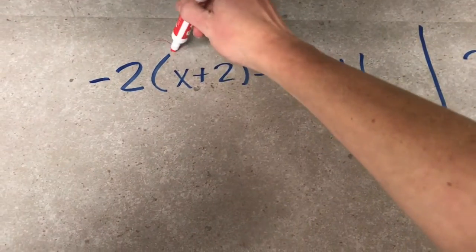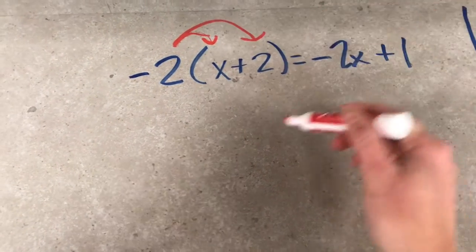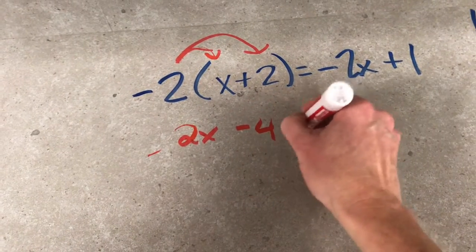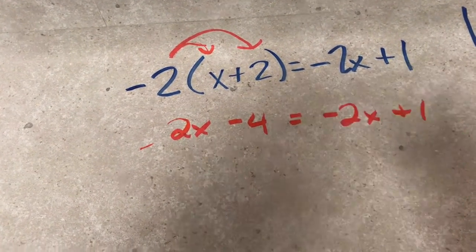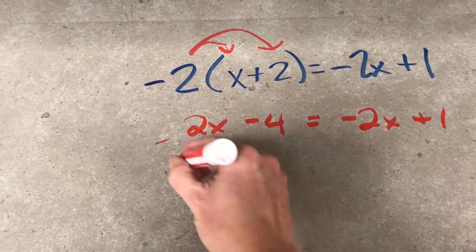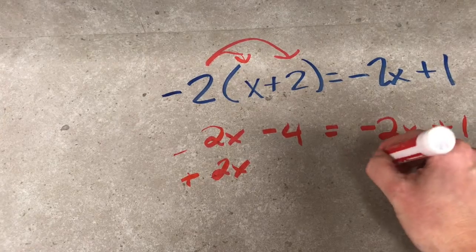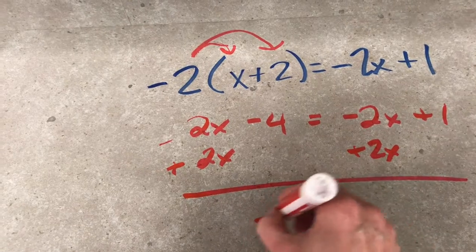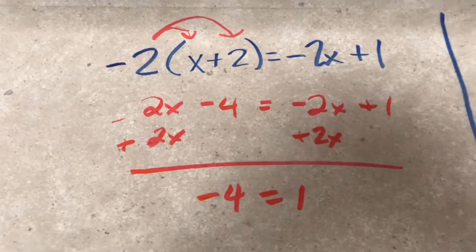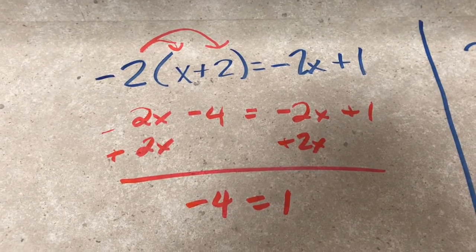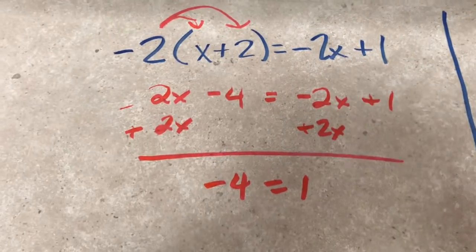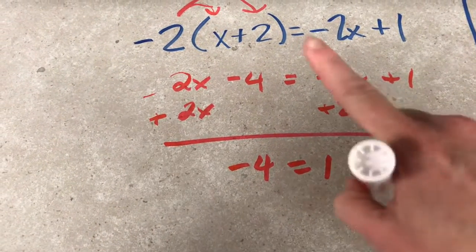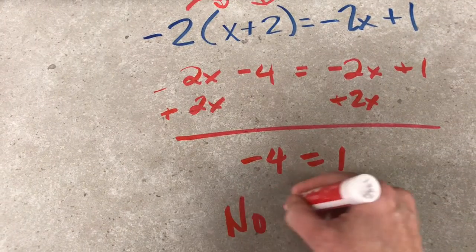Okay, so I'm going to distribute the -2 through here. So I get -2x minus 4 equals -2x plus 1. Okay, so now I will add 2x to both sides. The 2 x's cancel out. I get -4 equals 1. Well, since -4 does not equal 1, that's not true, then that means no number can be plugged into x and make this true. Okay, so this would be no solution.